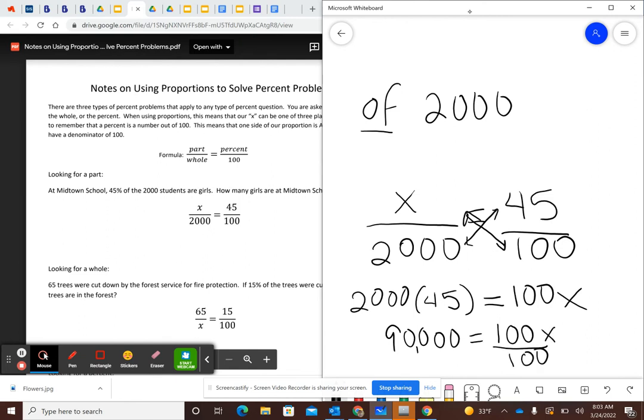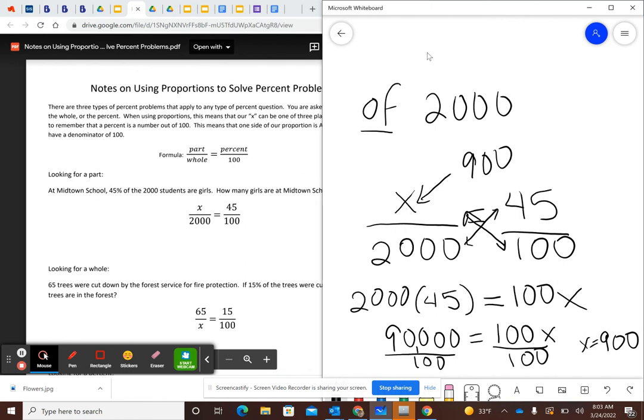I know that to isolate the x, I'm going to divide by 100. So 90,000 divided by 100 is 900, which is x equals 900. I also want to make sure that my answer makes sense. And I want to make sure also that I'm answering the question that's asked. So the question that's being asked is how many girls are at Midtown School? And there are 900.